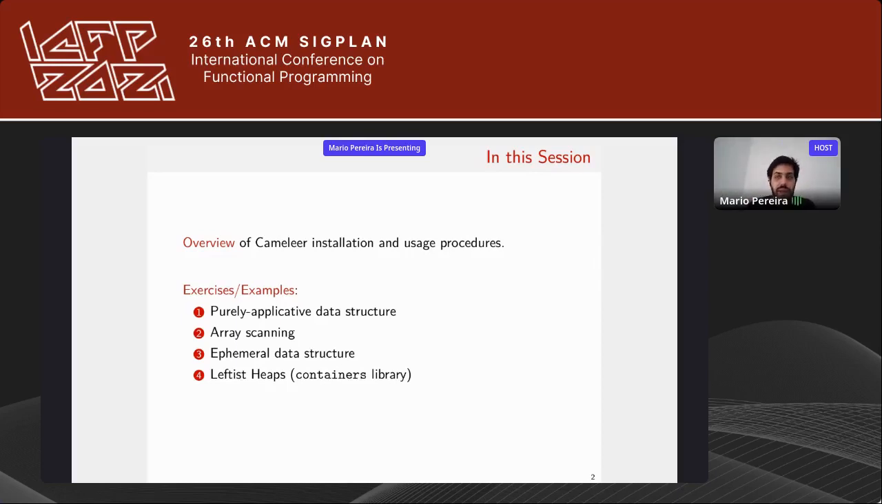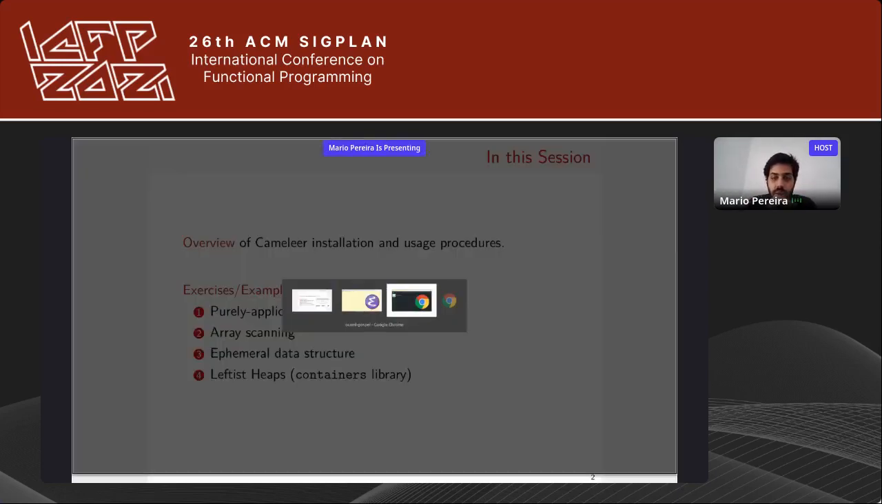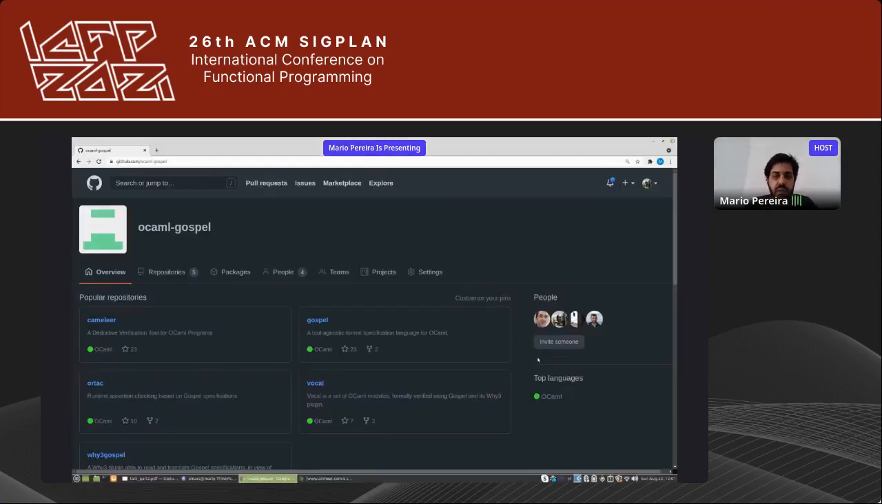So let's start by taking a look into the Cameleer installation and usage procedures. I would like to call your attention to the OCaml Gospel organization inside GitHub, where we have a couple of projects that are currently using Gospel as their main basis. So it's kind of the ecosystem, or under-development ecosystem, around the Gospel specification language. One of such projects is Cameleer. So let's take a look.